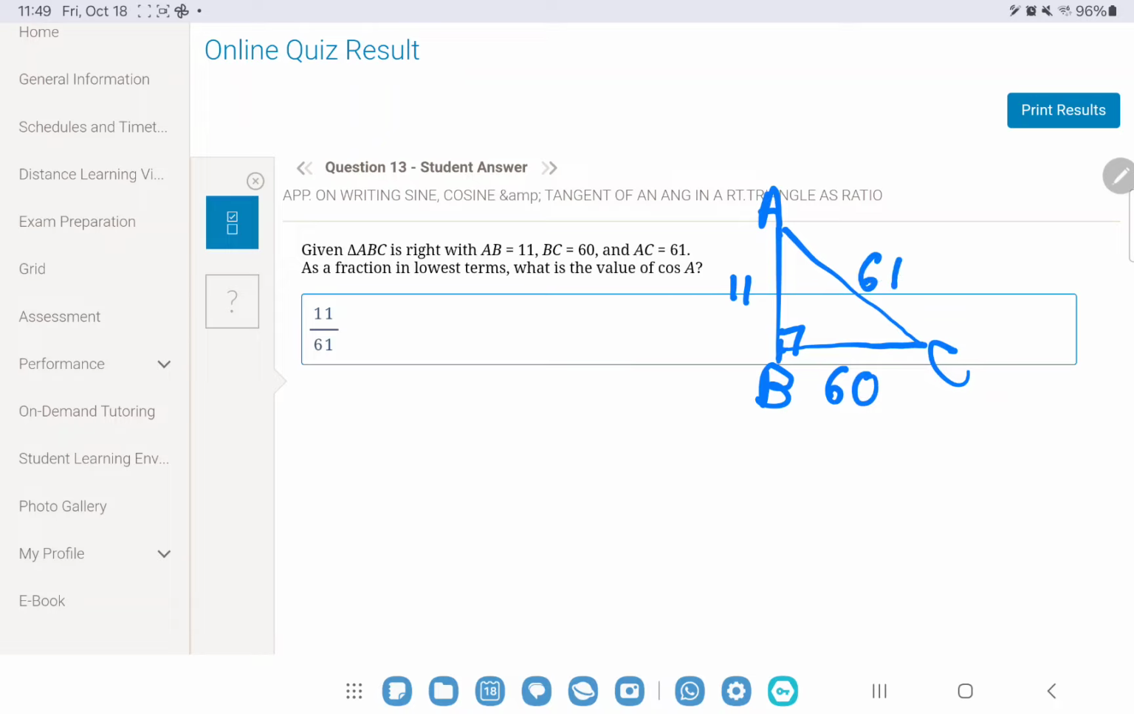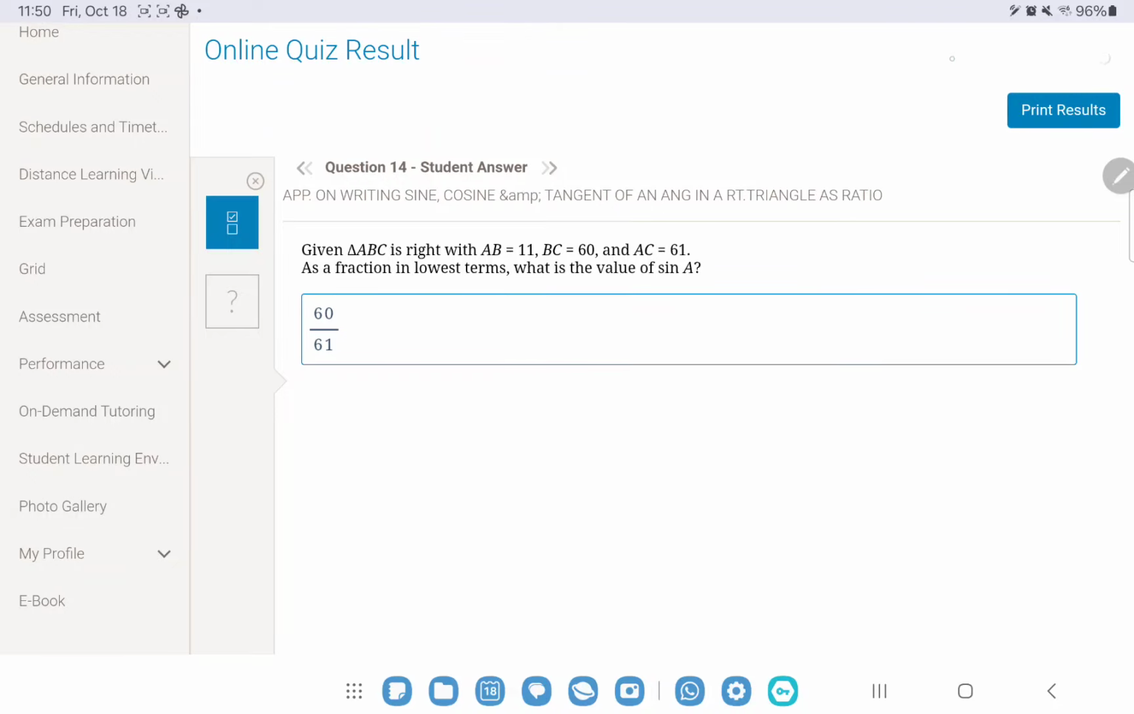Now we're gonna keep this triangle. So as a fraction in lowest terms, what's the value of cosine of A? We know that cosine, again, is equal to adjacent over hypotenuse. Adjacent to A is 11. This side is touching A. So it's 11 over the hypotenuse, your longest side, which is 61. So it's 11 over 61, as you could see.